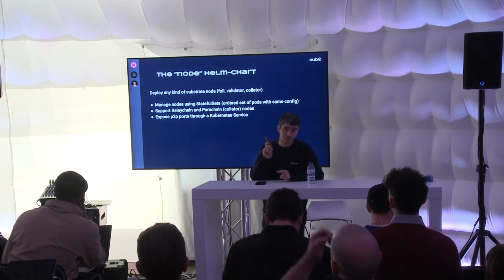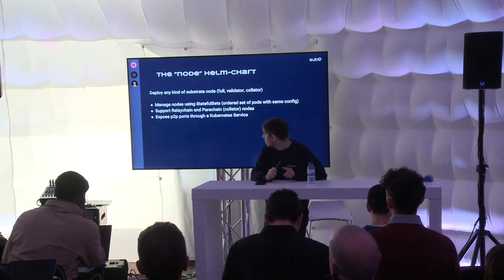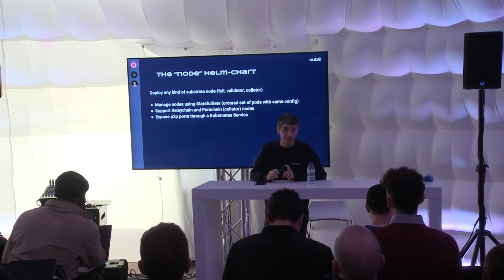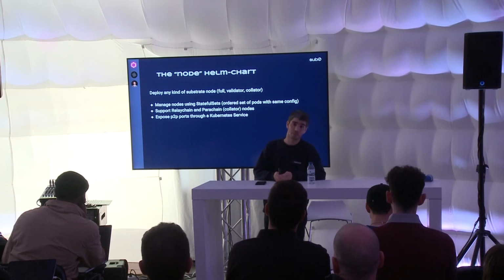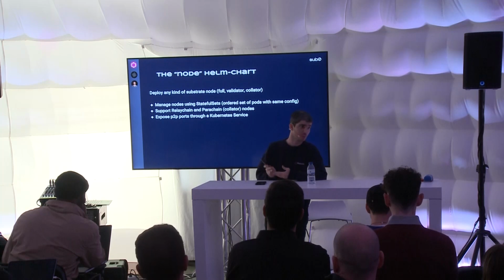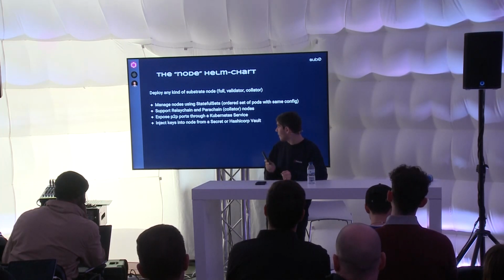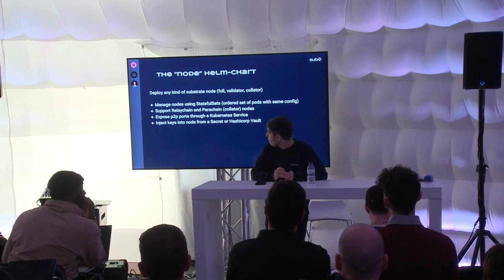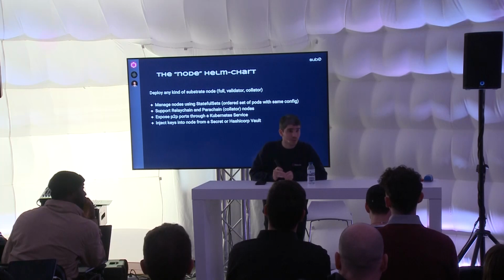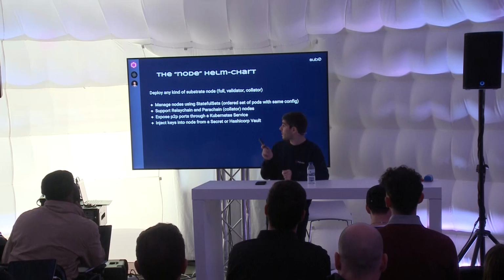The node chart also will let you correctly expose the P2P ports, because those blockchains need to actually be accessible on the internet for their P2P networking. So we provide a way to achieve that with Kubernetes using different kinds of Kubernetes services like node port or load balancer. We also provide the facility to inject keys directly into your node. This can be using a Kubernetes secret or HashiCorp Vault, or maybe we could extend to some other ways.